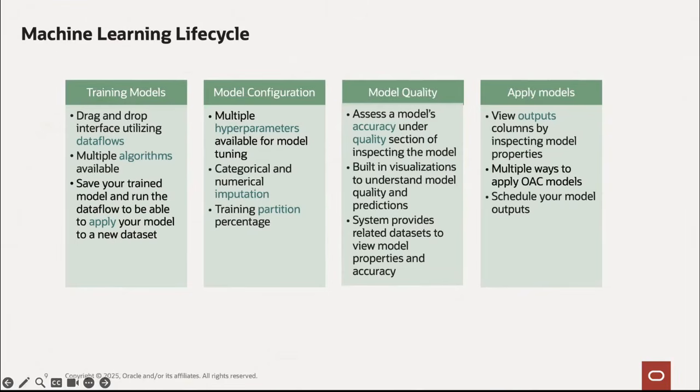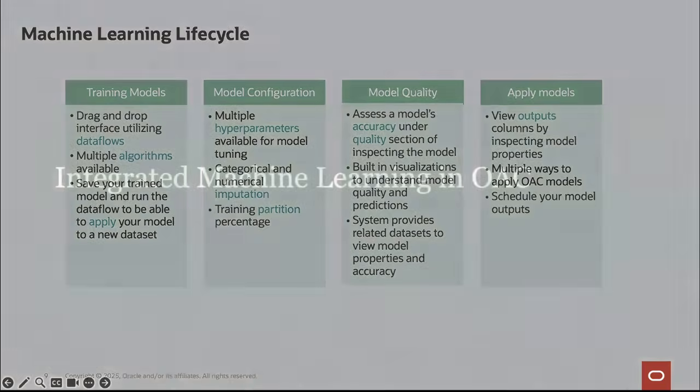Once the data flow is run and the model has been created, it's going to appear in the machine learning tab within OAC and provide visuals and related data to assess model quality. So you can go in, look at the quality, tune the model if necessary, and once you're happy with the quality of your model, then you can go ahead and apply the model to new data by creating a new data flow. That's the overall life cycle, what it looks like in machine learning in OAC, and Pete's going to, again, be taking us through that in more detail.